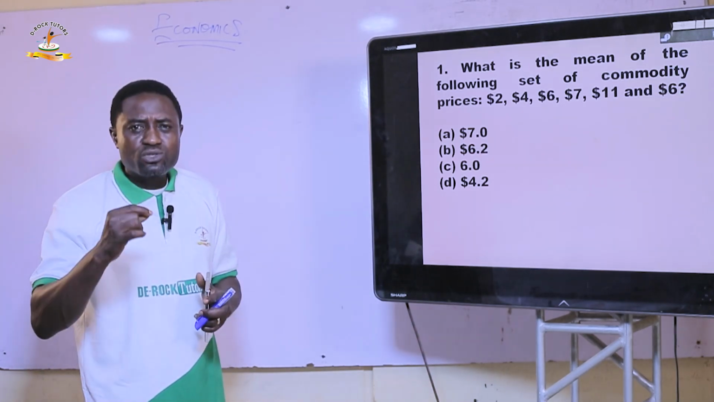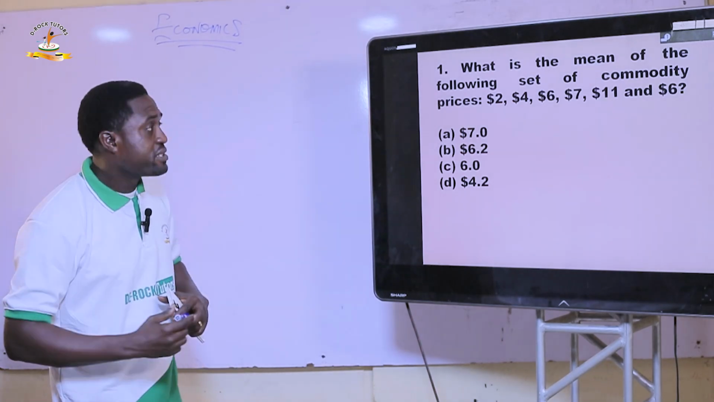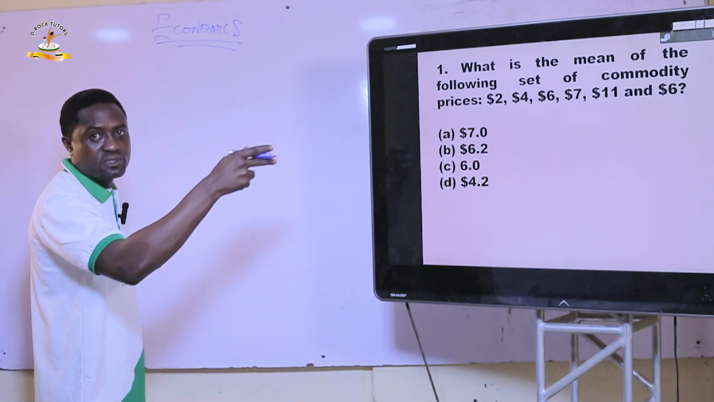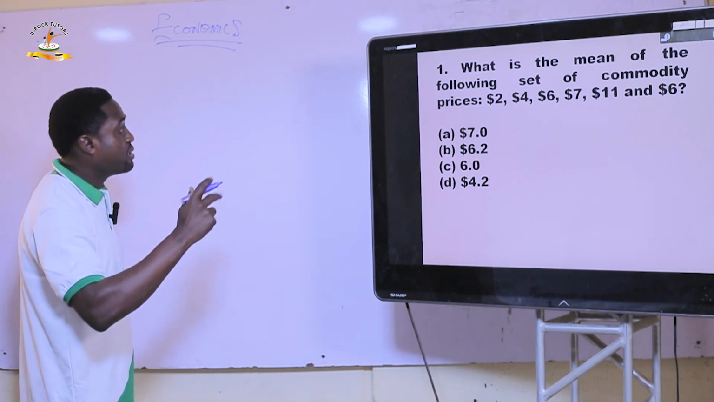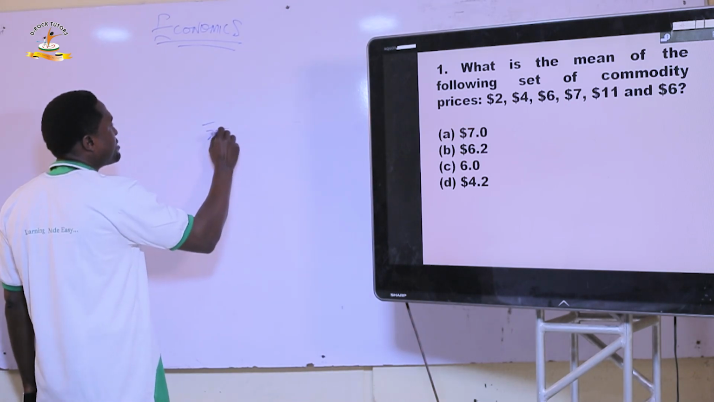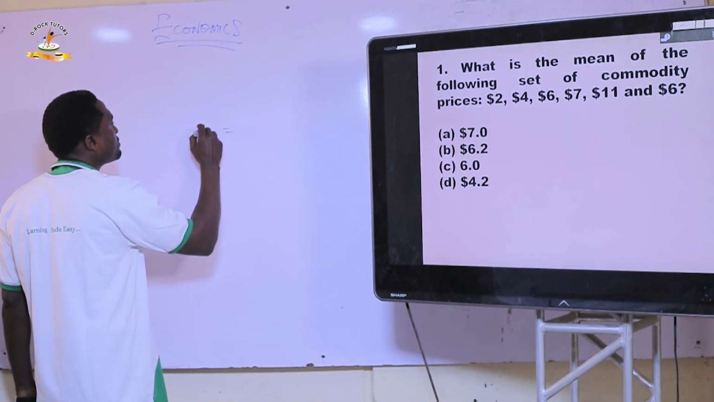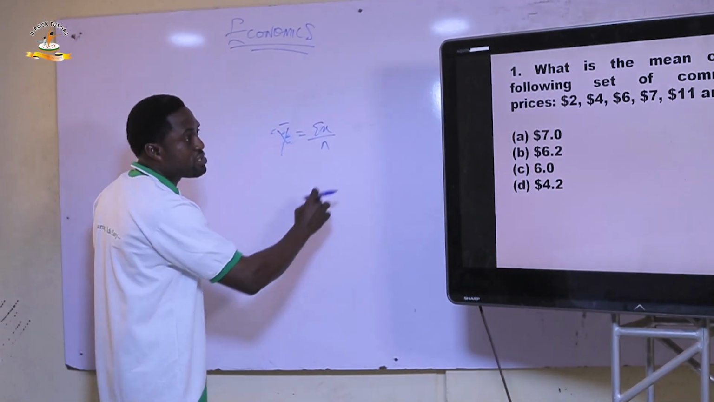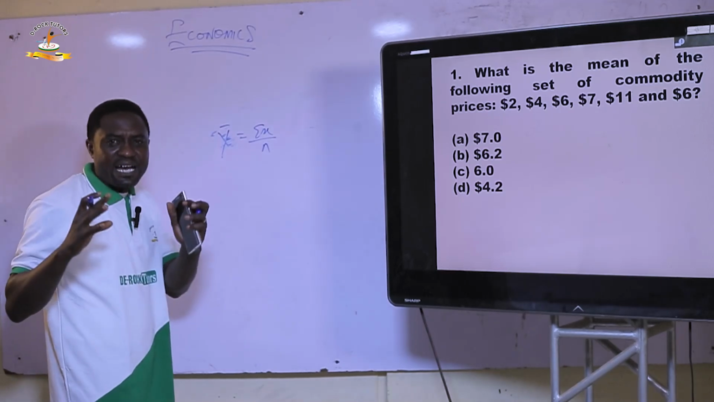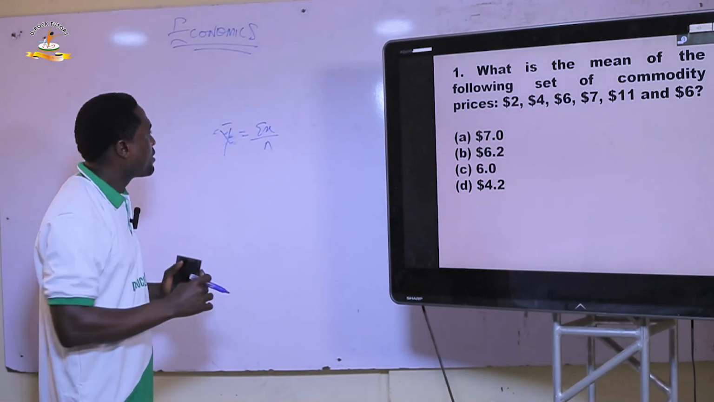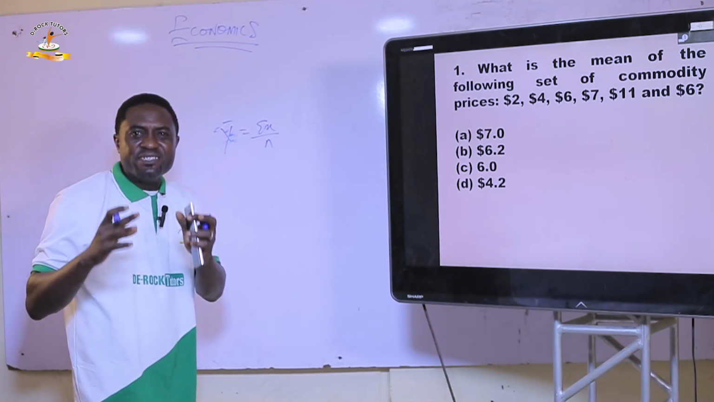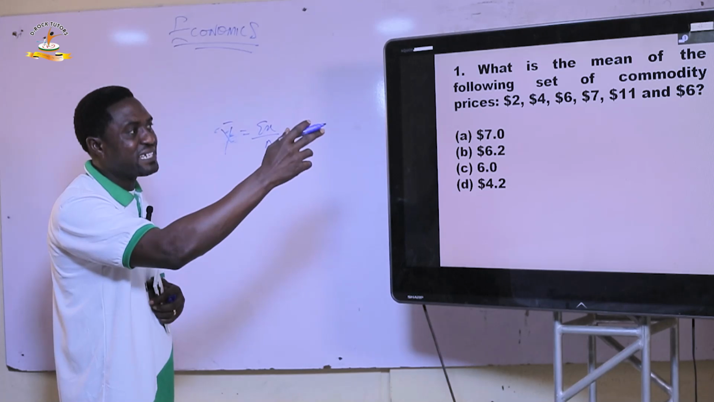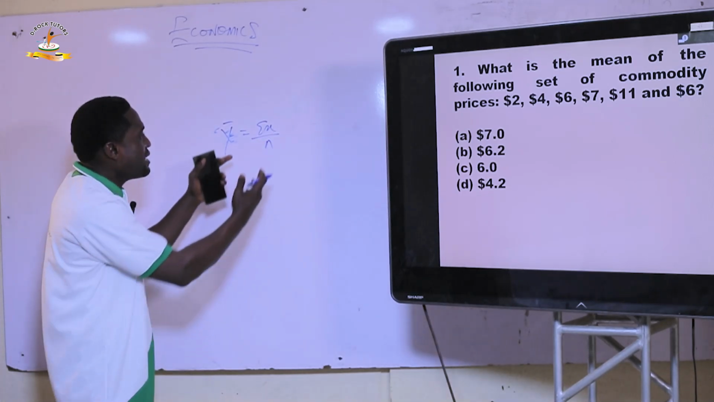To calculate mean, you need to understand the formula so that you won't make mistakes. As you see, this one belongs to ungrouped data. You understand? And to calculate the mean, the formula is this: mean equals summation x all over n. What is summation x? Summation x is the addition of the values. You understand? What is n? The n represents the number of values. So from the question above, $2, $4, $6, $7, $11, and $6 are summation x.